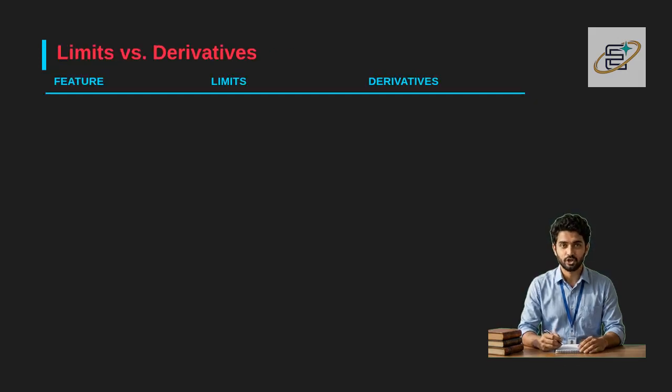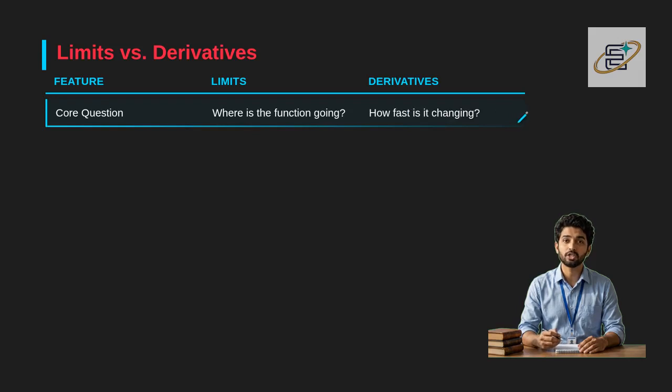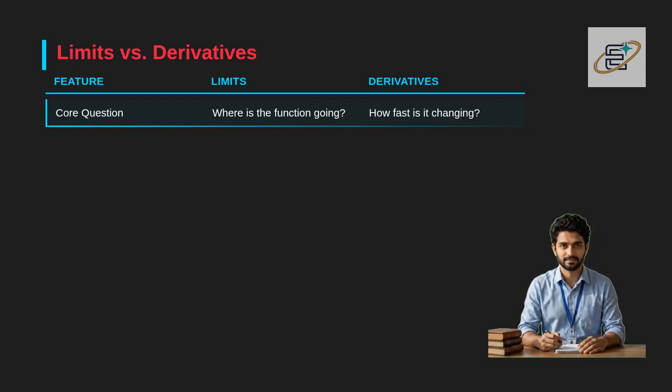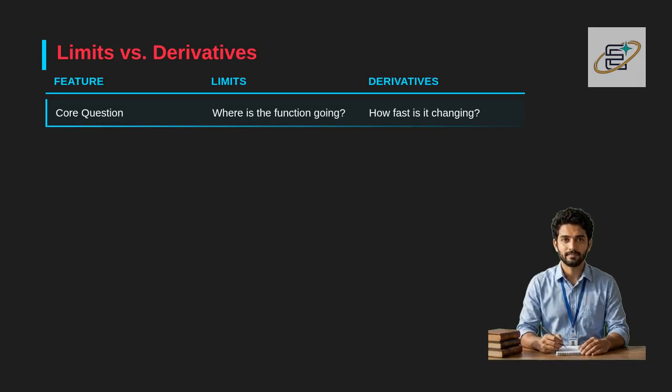To make sure you truly understand, let's compare these two foundational concepts side by side. First, look at the core question they answer. A limit asks, where is the function going as we approach a specific point? A derivative asks, how fast is the function changing at that exact point?